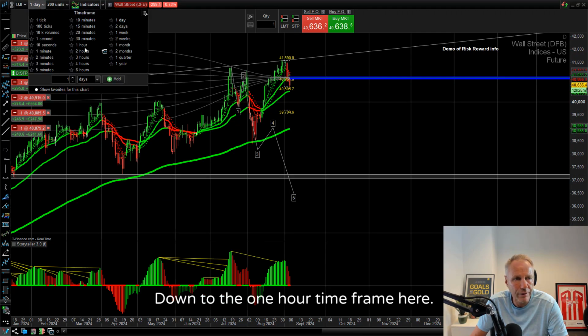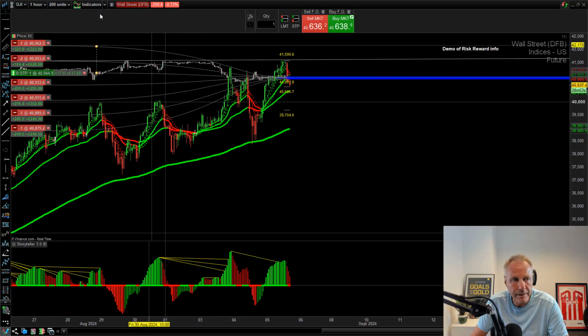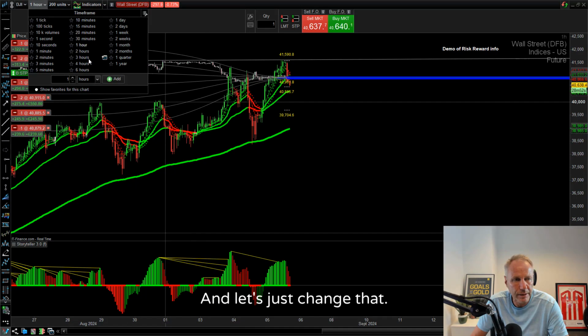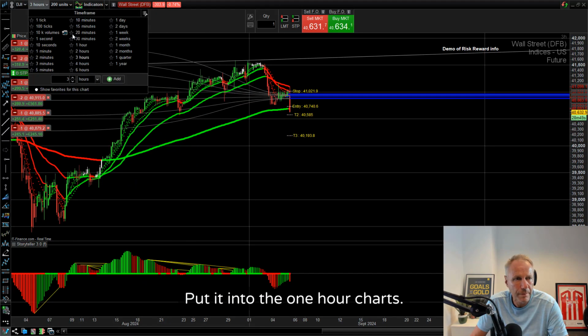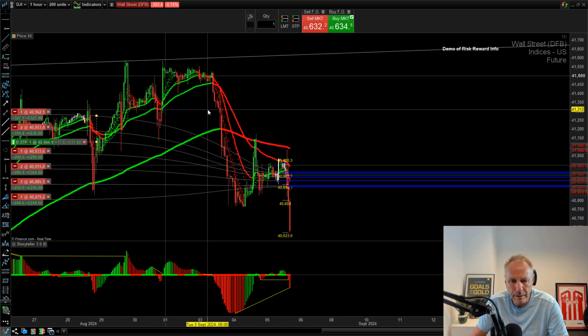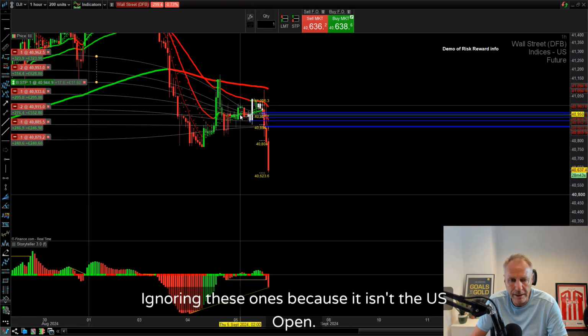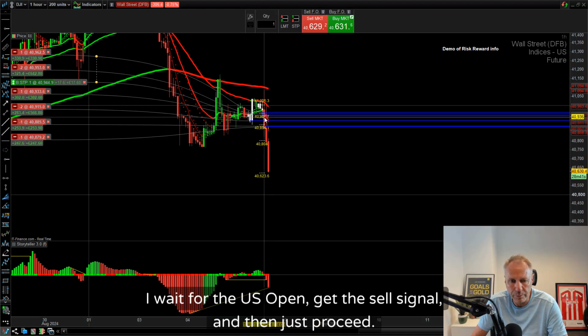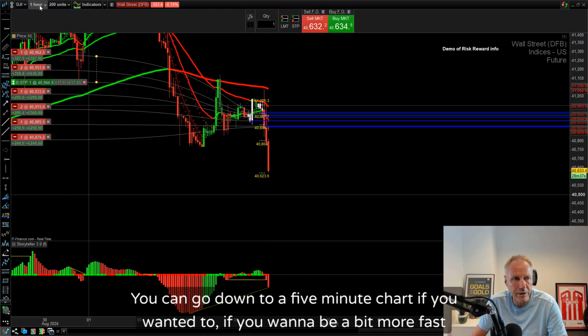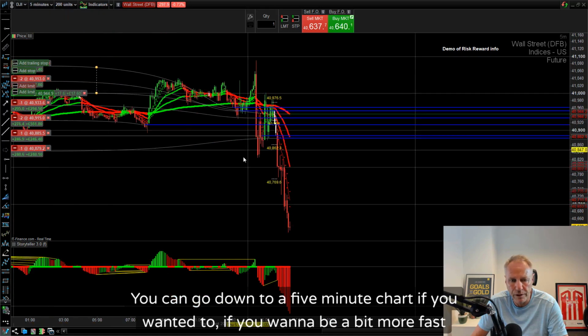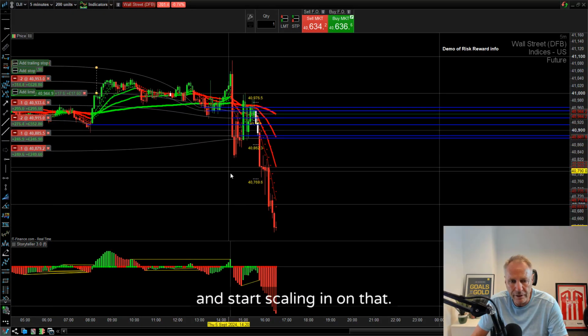Daily down to the 1 hour time frame here, and let's just change that. Put it into the 1 hour chart, and there's my signal to get short. Alright, ignoring these ones because it isn't the US Open. I wait for the US Open, get the sell signal, and then just proceed. You can go down to a 5-minute chart if you want to be a bit more fast and furious and start scaling in on that.